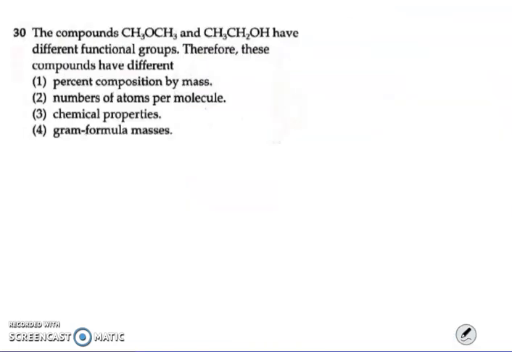Those 2 compounds have different functional groups, therefore they must have different properties. If they're different functional groups, they have different properties. The question's really getting at the fact that they both have 2 carbons, they both have 6 hydrogens, and they both have an oxygen. These two things are isomers. Isomers means they have the same molecular formula but different structural formulas. Because they have two different structural formulas, and more specifically two different functional groups, they are functional group isomers, which means they're going to have different chemical properties.